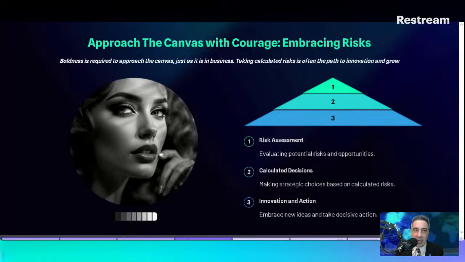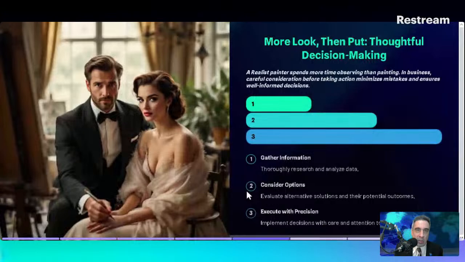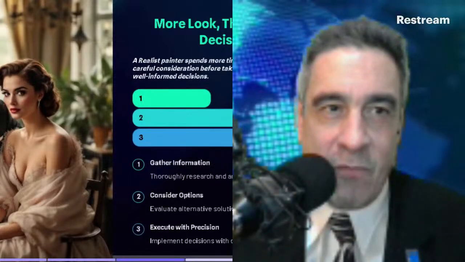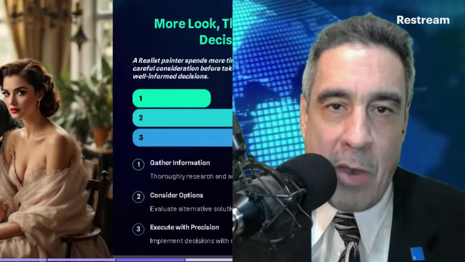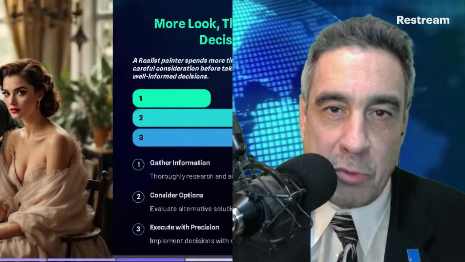So just like in business, there's risk factors, and you have to use whatever you can use to move the business and the project forward. And in what we're doing, we're going to use innovative techniques to make sure every action that we do counts. All right, and so common saying is more look than put. Thoughtful decision making. This is art of war ideology. You want to enter the marketplace like a tsunami, not like drip, drip, drip.